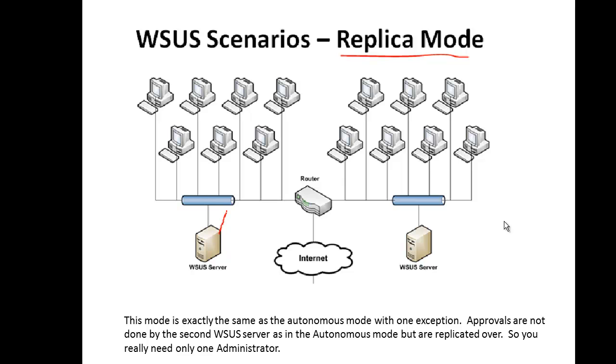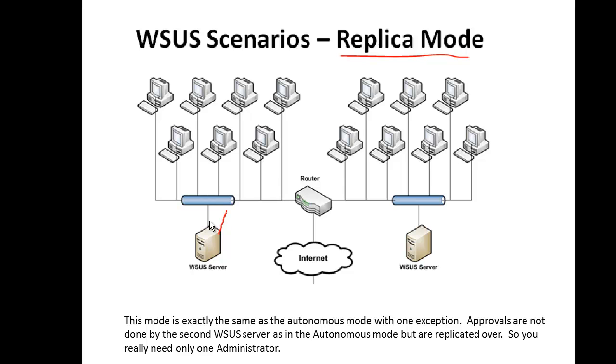Our next scenario is called the replica mode, and still, this is a bit different. It is exactly the same as the autonomous mode, but with one particular exception. Approvals are not done by the second WSUS server as in the last scenario that we looked at, the autonomous mode, but they are done by the server on the left.